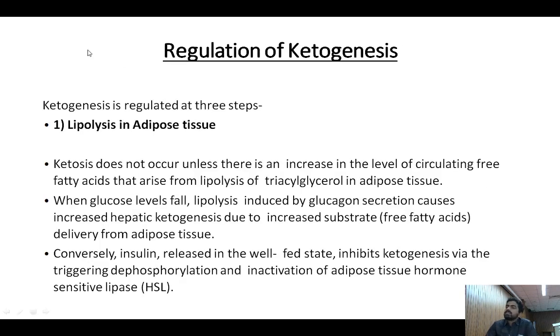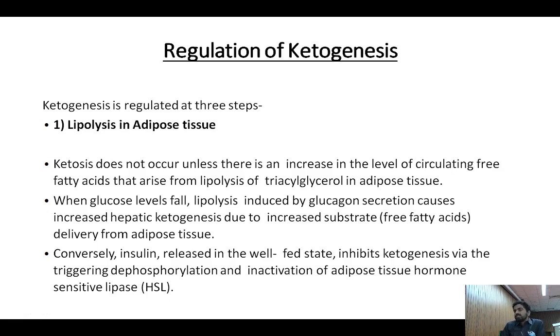So for any pathway we have to say regulation. Also here we will see that in three ways ketogenesis, basically ketone body synthesis and breakdown, is regulated. First is lipolysis in adipose tissue. So ultimately, from where will this ketone body form? Ketone body is forming from acetyl coenzyme A. From where is acetyl coenzyme A coming? Acetyl coenzyme A is coming from fatty acid oxidation.